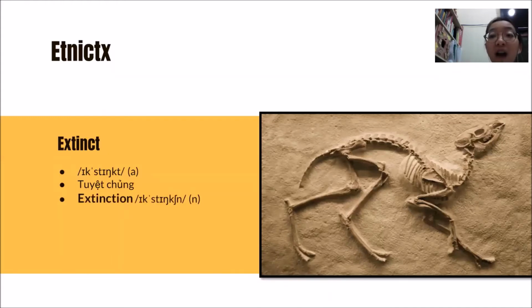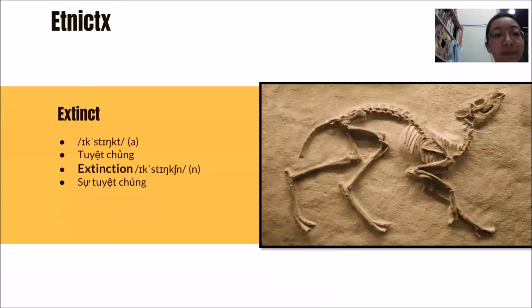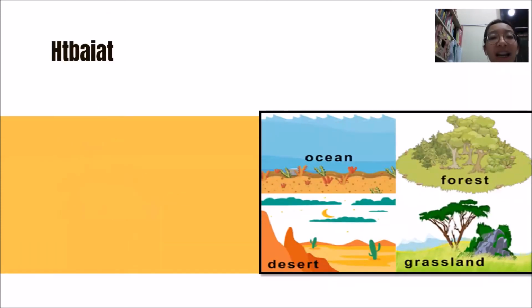Remember that the noun form of extinct is extinction. Extinction means sự tiệt chủng. This is only the noun form of the word extinct. This is not really hard for you guys to know, right? The third word, what is this word?